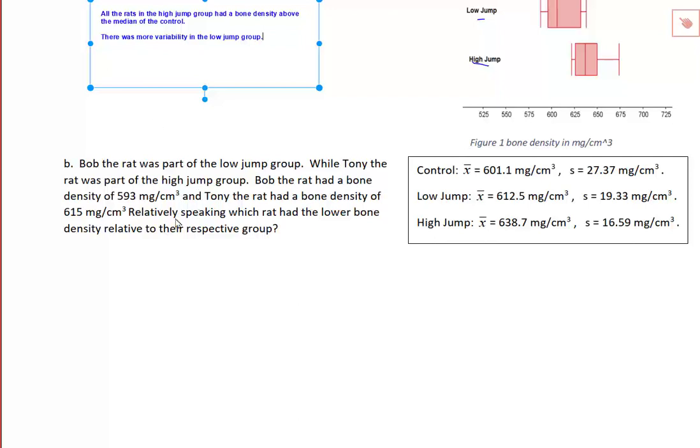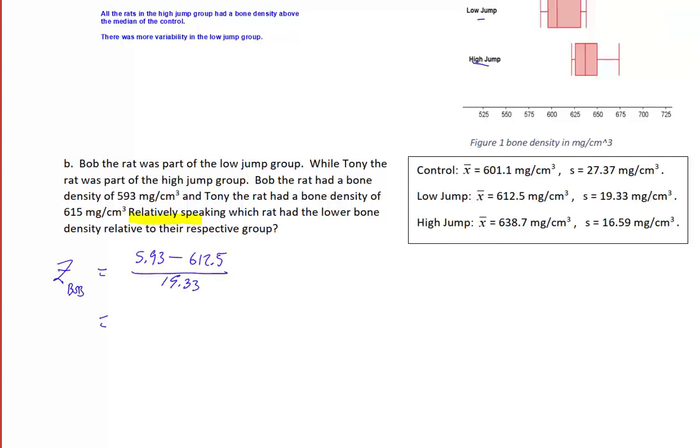Relatively speaking, within the respective groups, which rat had the lower bone density relative to the respective group? So what that means, I need to find the z-score. The z-score will allow us to see the differences. So I'm going to speed this up. The z-score here, I put the z-score for Bob, because Bob was the rat in the low jump group. So I'm going to use these values for Bob because he was in the low jump group, and I get a z-score of negative 0.101.